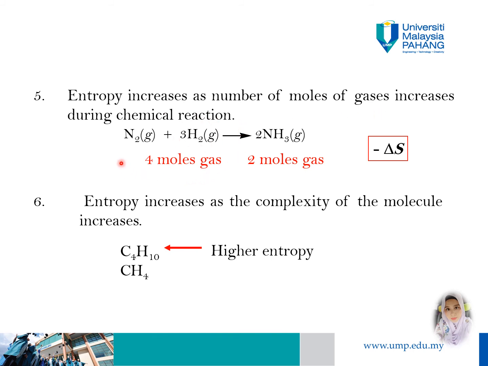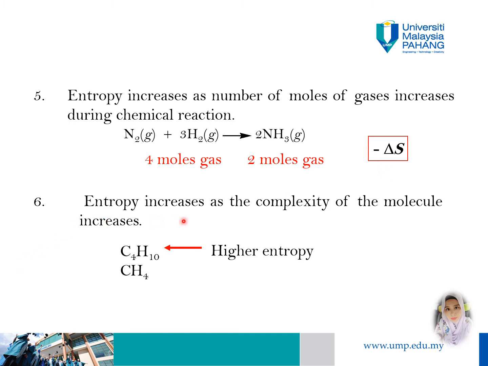Consider the reaction between 1 mole of nitrogen with 3 moles of hydrogen producing 2 moles of ammonia, where on the reactant side there are 4 moles of gas, while in the product there are only 2 moles of gas. This means that the number of gas molecules is reduced and therefore the entropy will decrease, and delta S is less than 0.